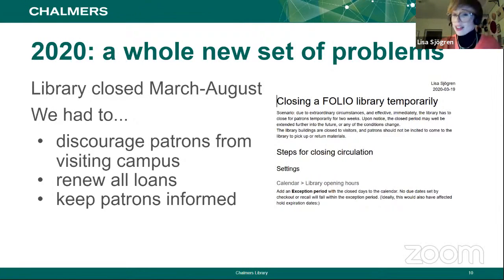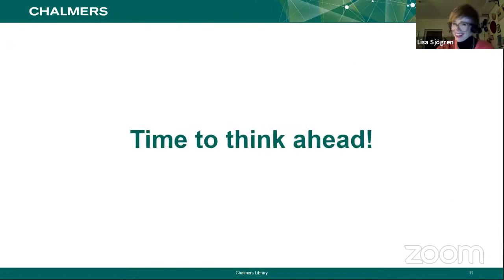Because as I said, it's been a year since we defined the current loan rules, and when we did the migration, we didn't change anything really radically, except removing some loans that we weren't using. So what I was going to say is that hopefully it's time to think ahead. And Mariam, who is now a systems librarian at Chalmers, will talk a bit more about that.